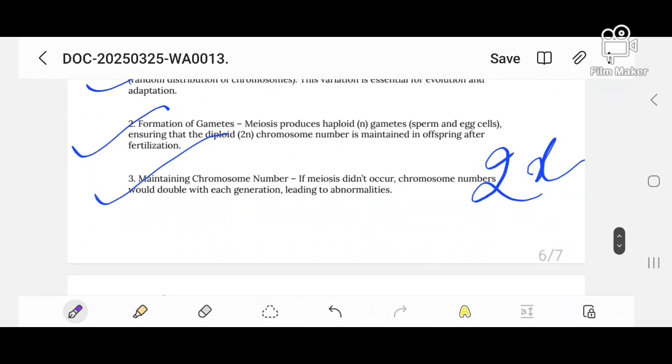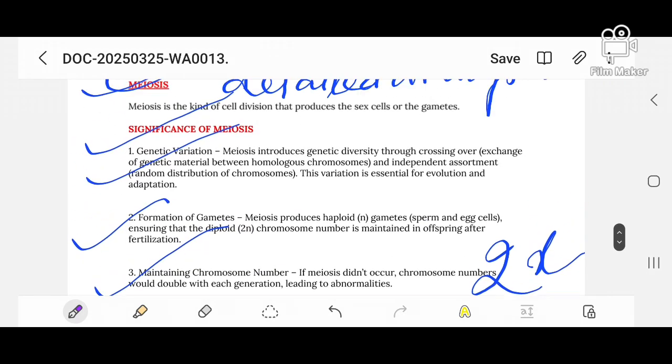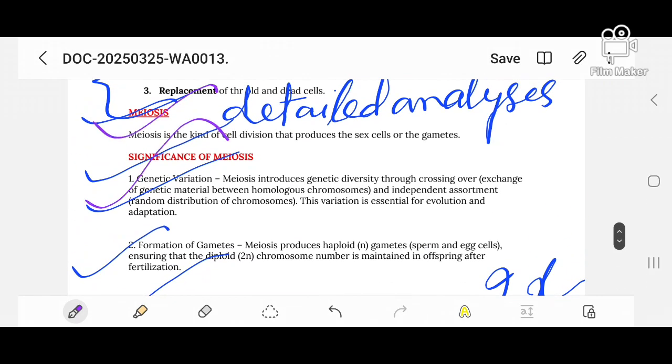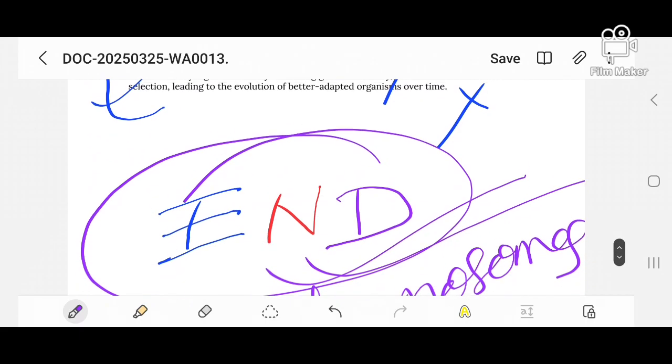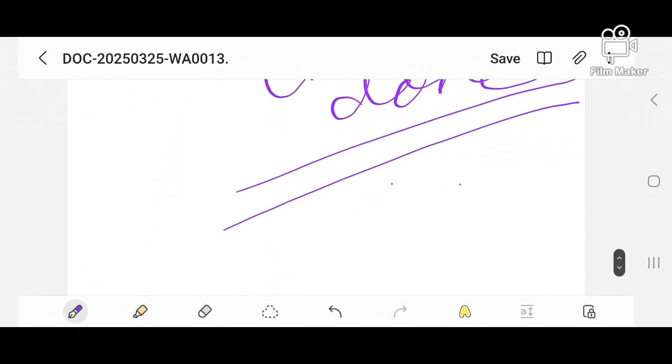Significance. Definition of meiosis, significance of meiosis, and here we come to an end. So this is a short recap.